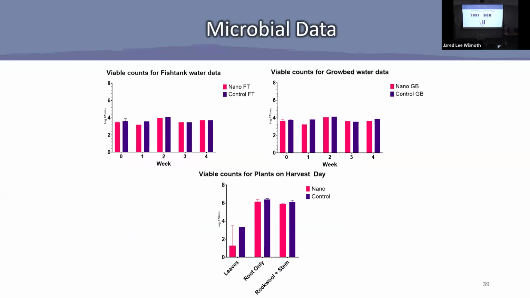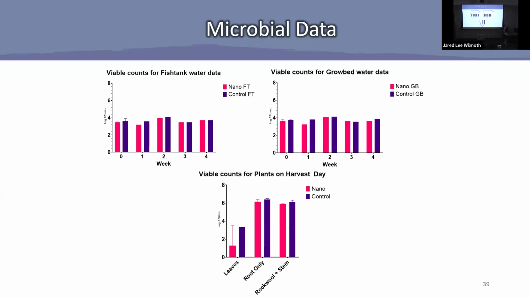So in terms of the microbial data, we wanted to see what is able to grow using spiroplating methods. During the harvest cycle, there's not that much difference between nanotanks and control tanks. Similarly, in the grow bed, we're not really seeing that much difference between the two. They're pretty similar to each other.